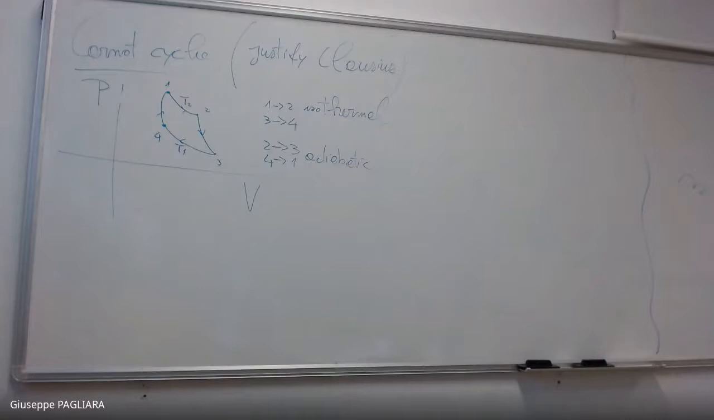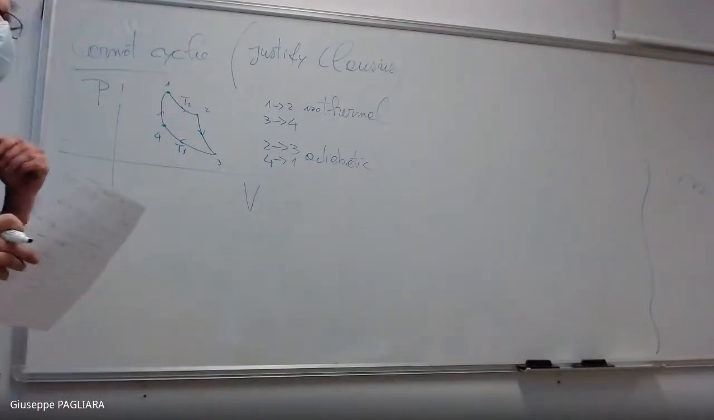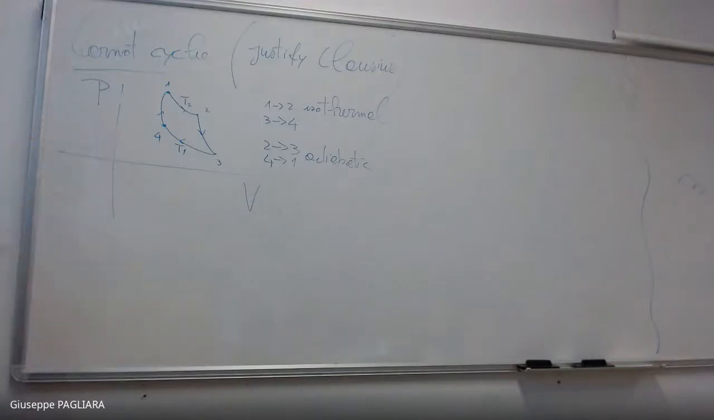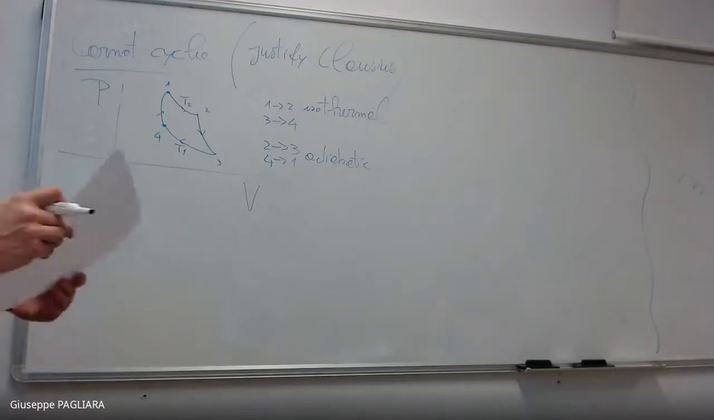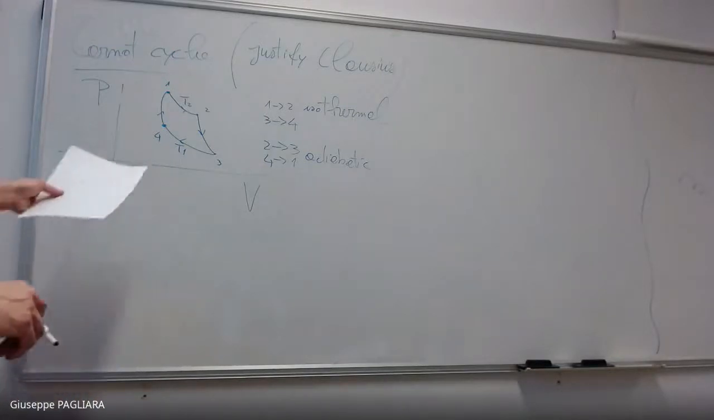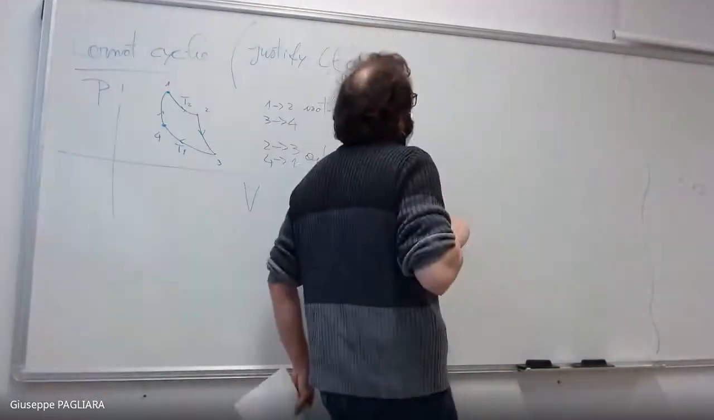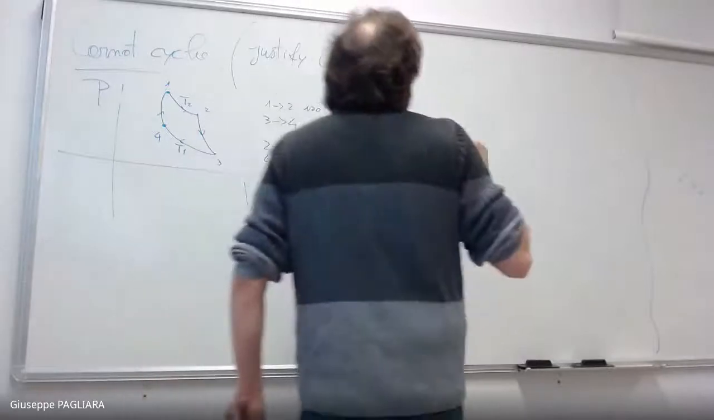Now, what I'm going to compute is the heat exchanged in the different paths of this cycle, and I will show that the sum of the heat divided by the temperature is less than 0, which is the Clausius theorem in the integral form. Okay, so to do that, I first need to compute the heat which is exchanged by our system with the environment. Okay, and to do that, let me remind you one thing.